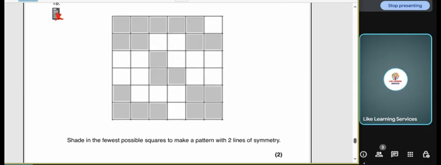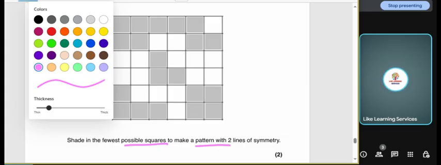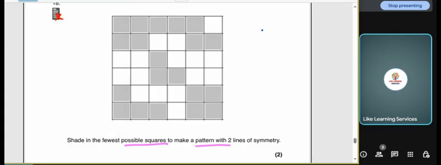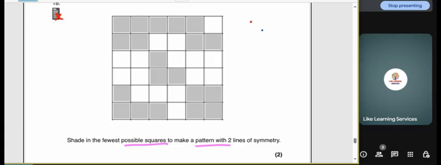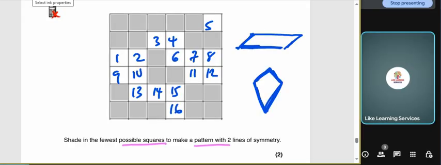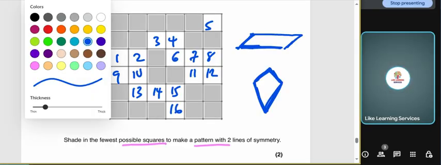Look at this one. Shading the fewest possible squares to make a pattern with 2 lines of symmetry. Fewest possible. 2 lines of symmetry. Can you think about that? Only 2 lines of symmetry. No, wait. Let me think about them. Look at the numbers I wrote and tell me where you put the squares so I can shade it and check.